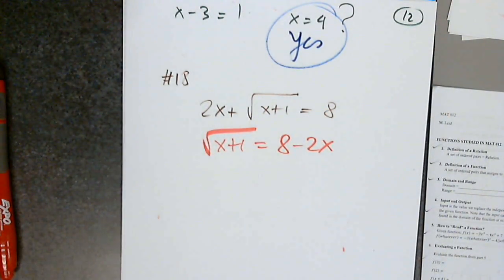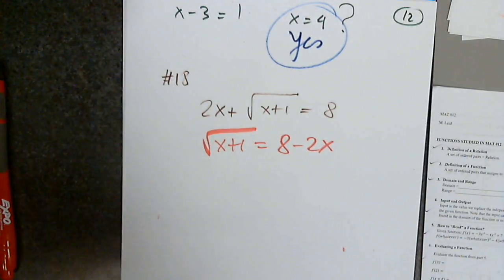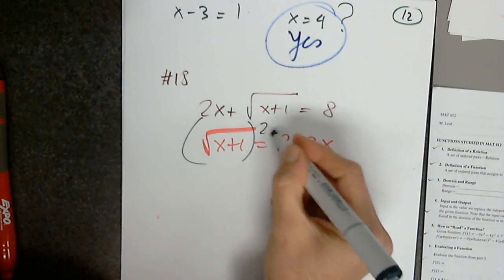Good. Now I'm ready. Ready for what? Ready for eliminating the radical. Now the question is, since the radical has index 2, because it could have had 3, it could have had 4, since it has 2, what do I do to both sides in order to eliminate the radical? Square. The principle of powers.